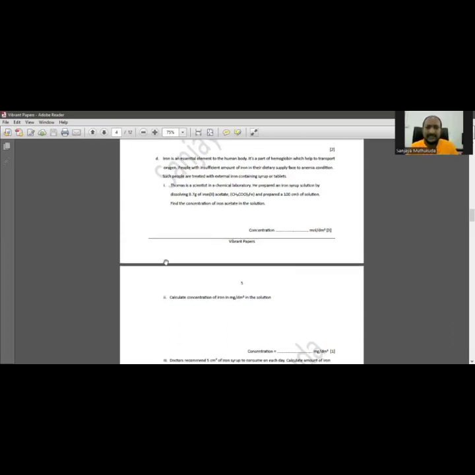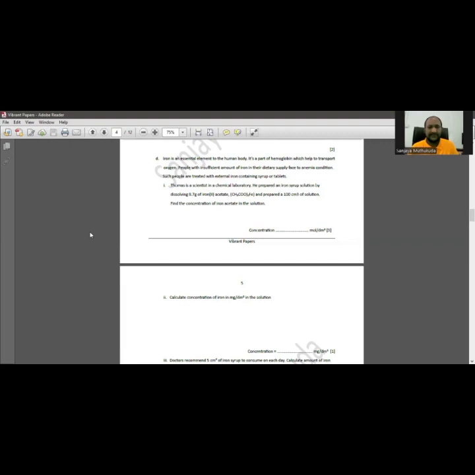Iron is an essential element to the human body. It's a part of hemoglobin which helps to transport oxygen. People with an insufficient amount of iron in their dietary supply face an anemia condition. Such people are treated with extra iron-containing syrup or tablets. Thomas, a scientist in a chemical laboratory, prepared an iron syrup solution by dissolving 8.7 gram of iron acetate and prepared 100 centimeter cube of solution. Find the concentration of acetate.